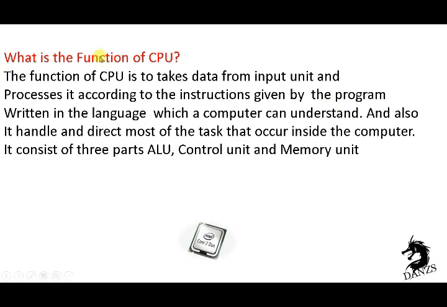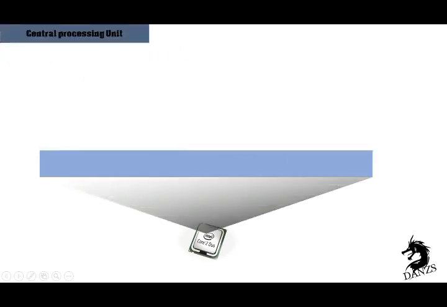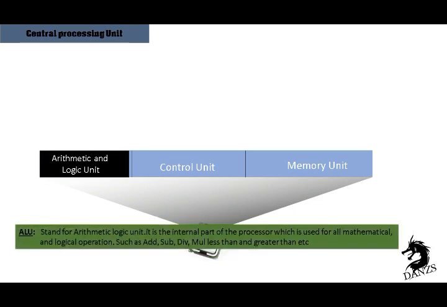CPU consists of three parts: ALU, control unit, and memory unit. So let us see now these three parts. As we all know, CPU consists of how many units? Three units. That is ALU, arithmetic logic unit, control unit, and the memory unit. So what is ALU? What do you mean by arithmetic and logic unit? What is the use of this part?